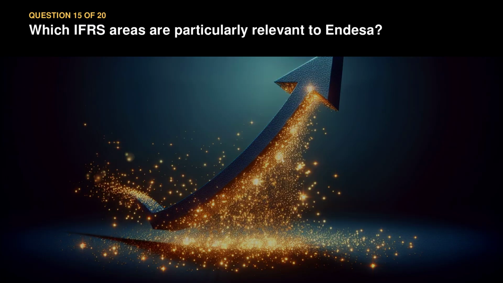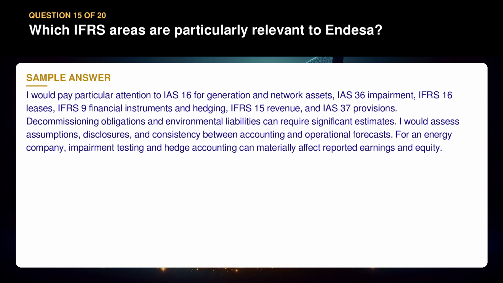Question 15. Which International Financial Reporting Standards areas are particularly relevant to Endesa? I would pay particular attention to IAS 16 for generation and network assets, IAS 36 impairment, IFRS 16 leases, IFRS 9 financial instruments and hedging, IFRS 15 revenue, and IAS 37 provisions.